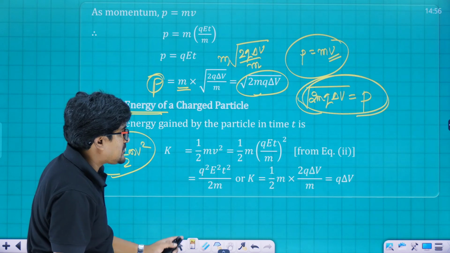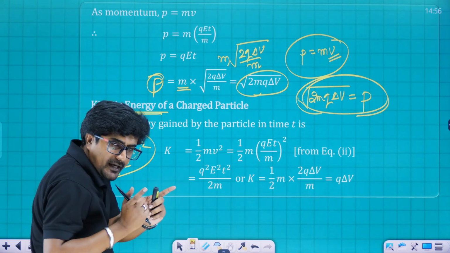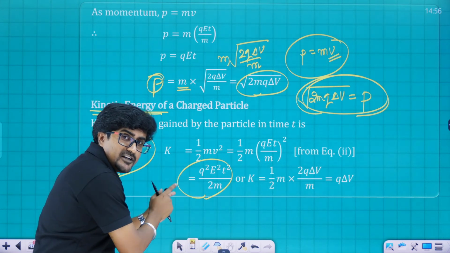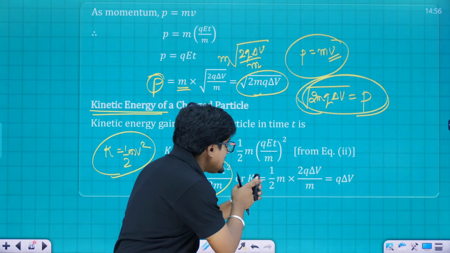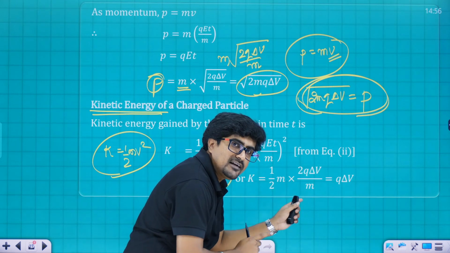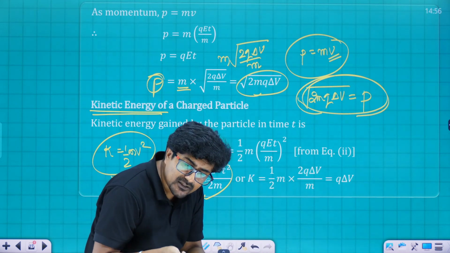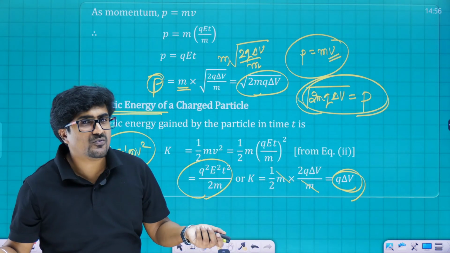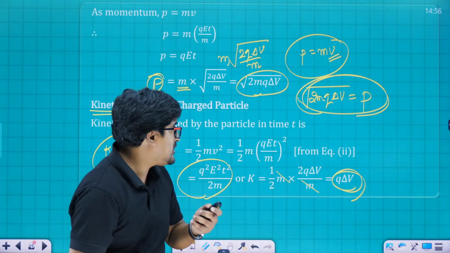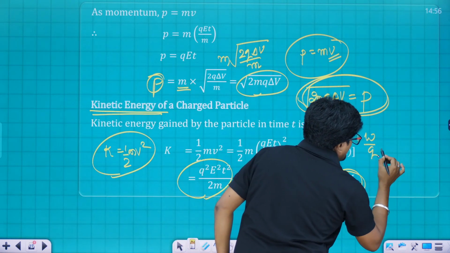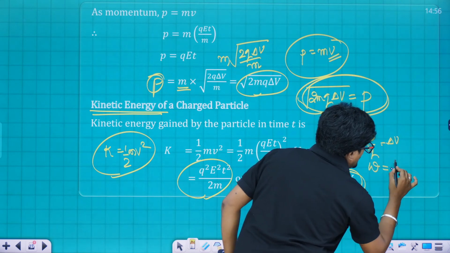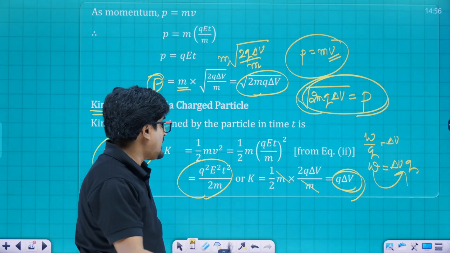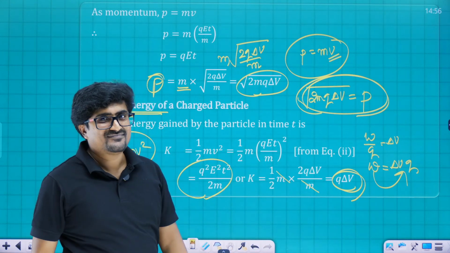So finally I have the expression for kinetic energy as q square E square t square divided by 2m if it is considered in terms of electric field, and half of m into 2 times q delta v upon m if it is considered in terms of potential difference. Here the m and m cancel each other, so it is q into delta v. Again, you remember the work done upon a charge: potential difference times charge, so work done is delta v into q, and the same work done is stored as the kinetic energy. Was that okay?